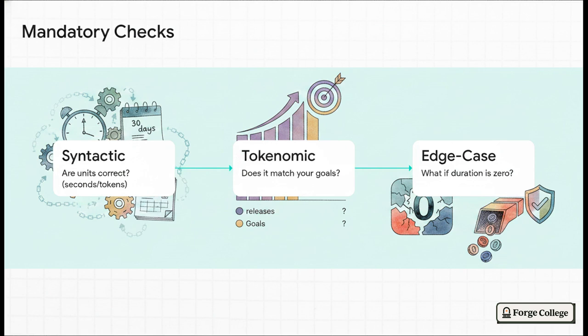Second, tokenomic impact. Do the releases match our 30-day goals? And third, edge case safety. What happens if the AI accidentally set the duration to 0? Does the contract break, or does it safely dump the tokens? We have to know for sure.